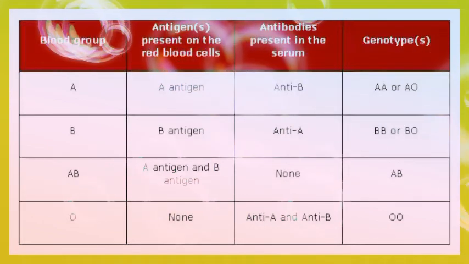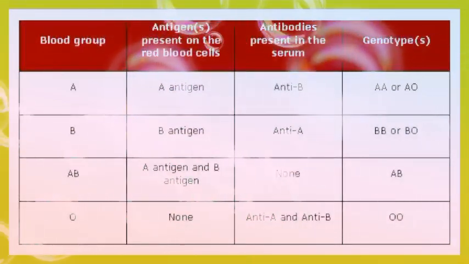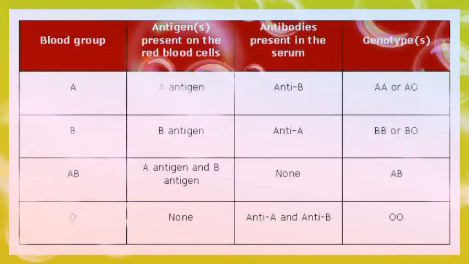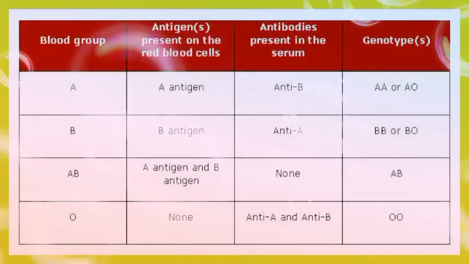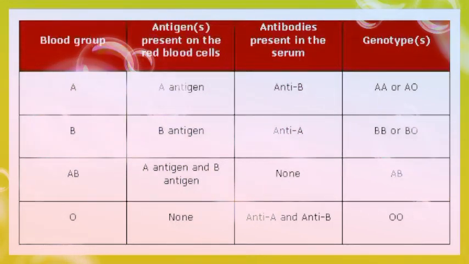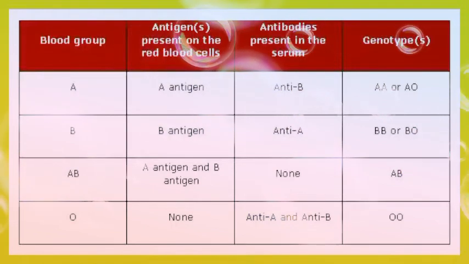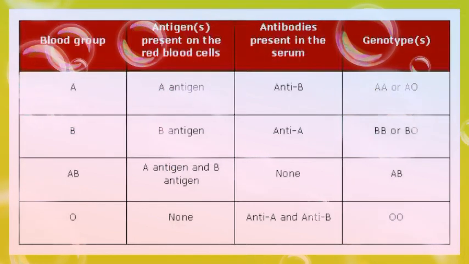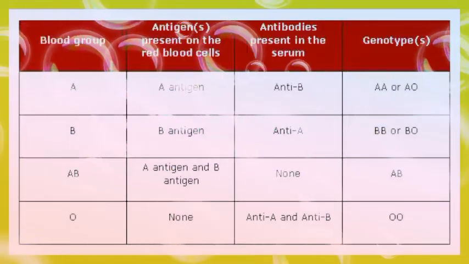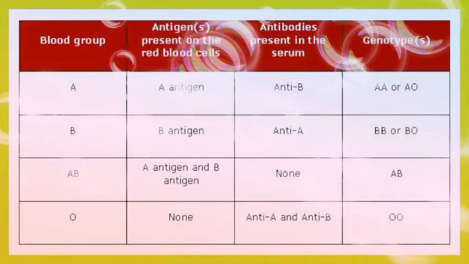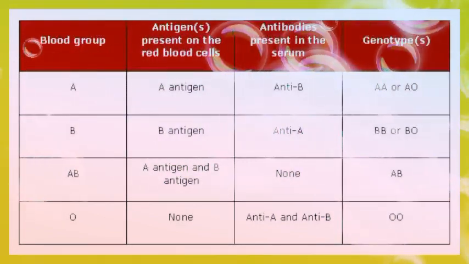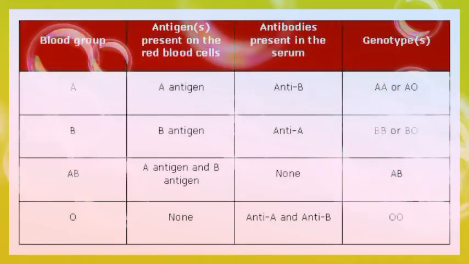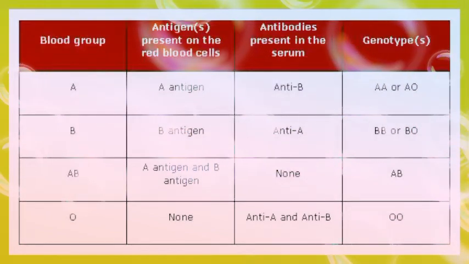Then when you talk about blood group AB, it has both antigens A and B, and by so doing does not have any antibody that can react to any type of blood, and hence the parents were blood group AB, or the genotype of this kind of person is AB. Lastly, we've got blood group O with no antigen but with both antibodies, and the genotype of this kind of person is O.